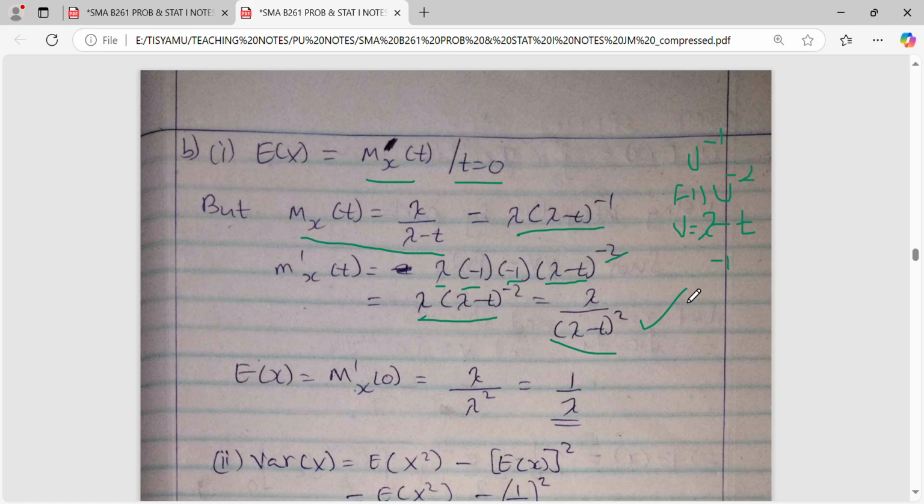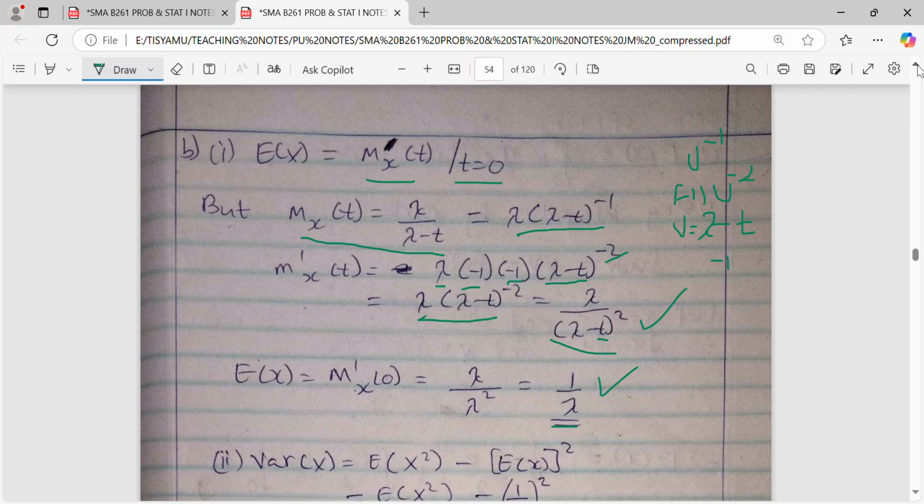The next step is to set t to be equal to 0. So where there is t, we put 0, and you can see t is here. So when you set t to be equal to 0, we are going to have lambda over lambda squared, which simplifies to 1 over lambda, and therefore this is the expectation of x.